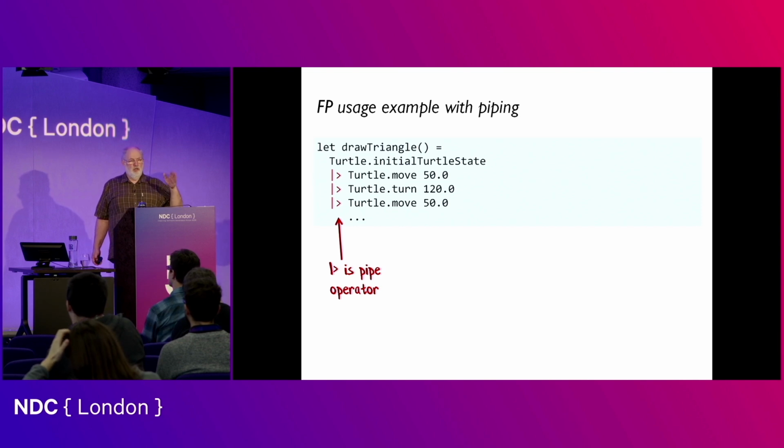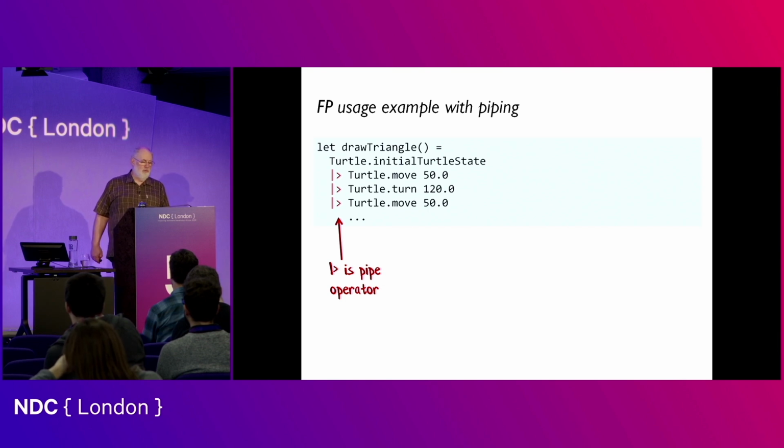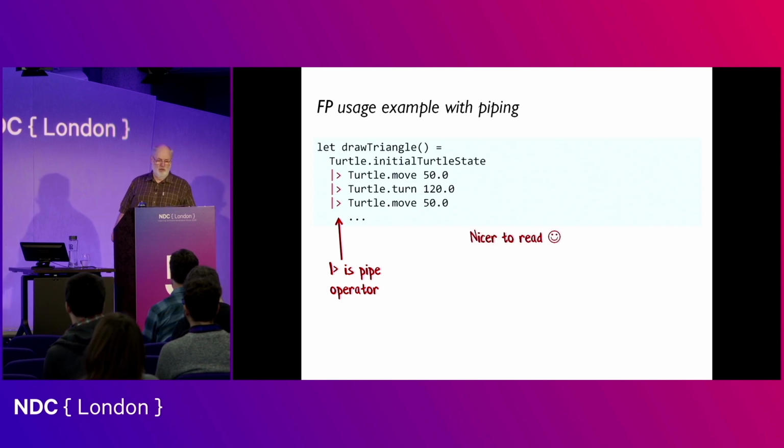And this vertical bar with the angle bracket, that's F#'s pipe operator. It's not just a vertical bar, it's slightly different. So it actually looks much nicer now. And piping is really the standard way of doing things in F#, and it's becoming popular in other languages now. Other people use piping as well. So this is much nicer to read. And all that whole state thing has gone away. So it almost looks like OO code.